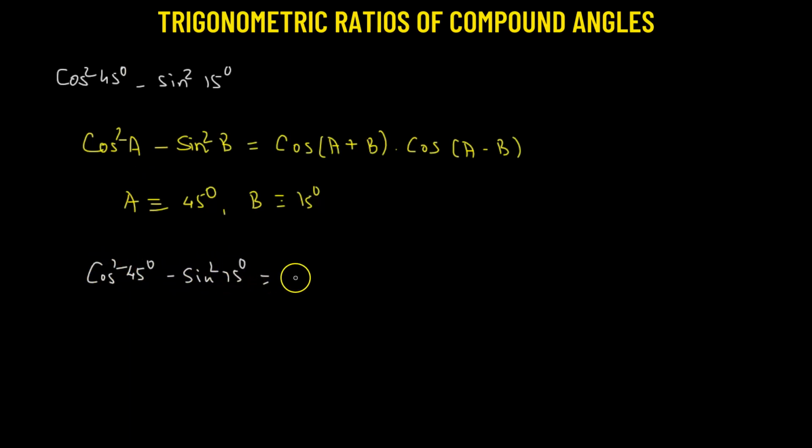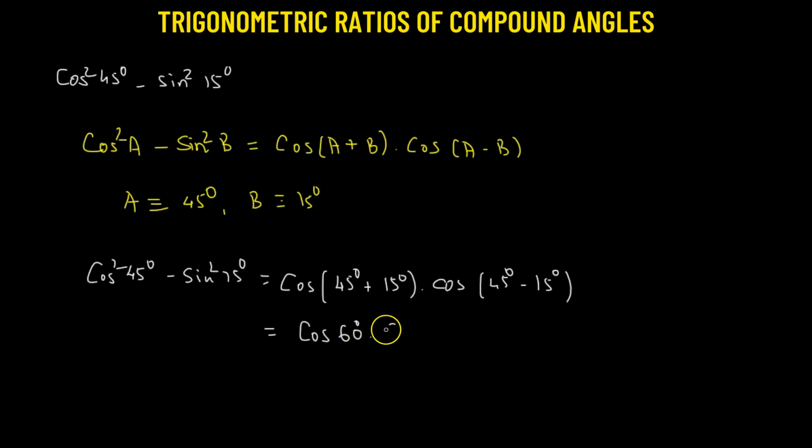This will be equals to cosine of 45 degree plus 15 degree multiplied to cosine of 45 degrees minus 15 degrees. That will be equals to cosine of 45 plus 15, that's 60 degree, multiplied to cosine of 45 minus 15, that's 30 degrees. So cosine of 60, that's half, and cosine of 30, that's square root of 3 over 2. Now the product gives us square root of 3 over 4.